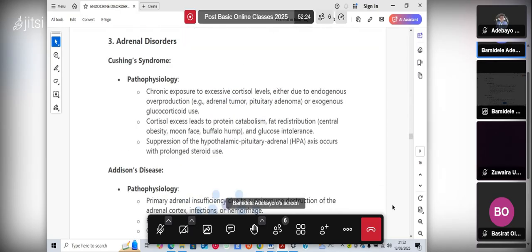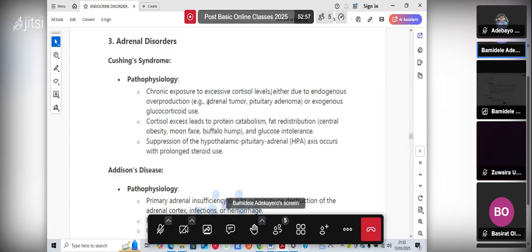Another common one as well. Two are listed here: Cushing syndrome and Addison's disease. They are very opposite to each other. Cushing syndrome is caused by overproduction, when there's too much cortisol, excessive cortisol levels. So, what could cause the cortisol level to be high, to be excessive?